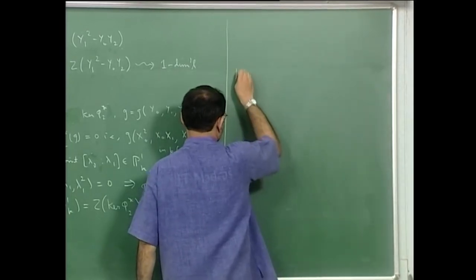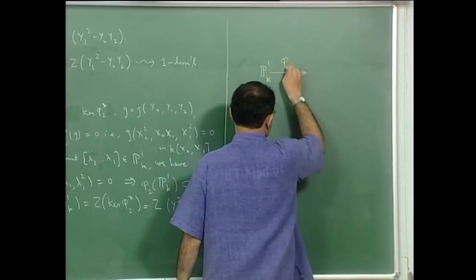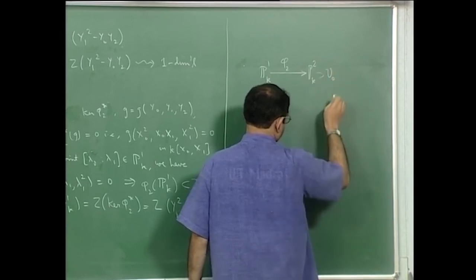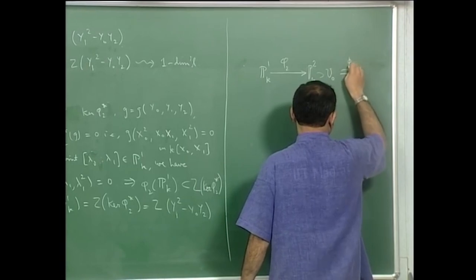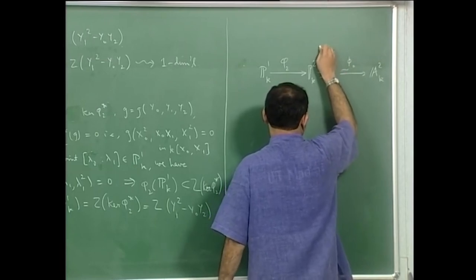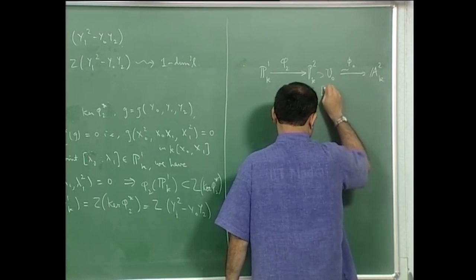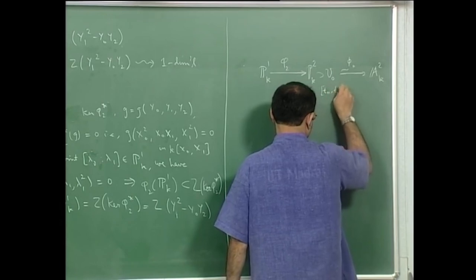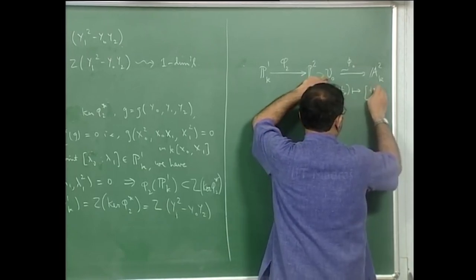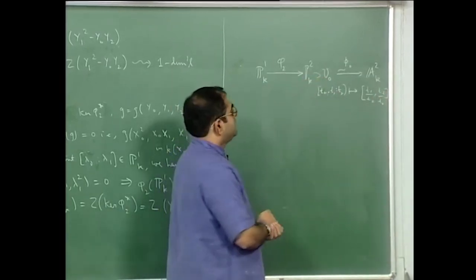So I have this P1, I have P2, and I have U0 here, which is identified by phi 0 with A2. And you know what this map is, this map is just something that sends [t 0 : t 1 : t 2] to, well, t 0 is not 0 on u 0, so I will send it to (t 1 by t 0, t 2 by t 0). This is what this map is.